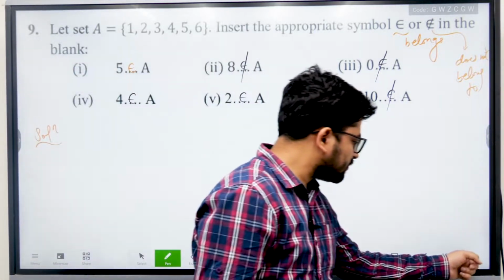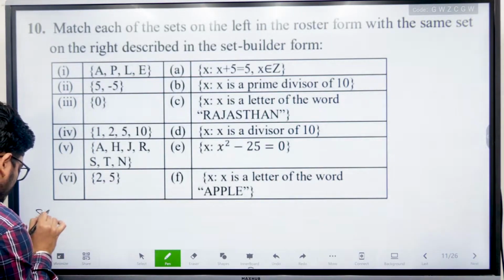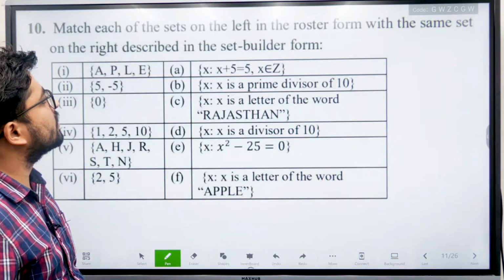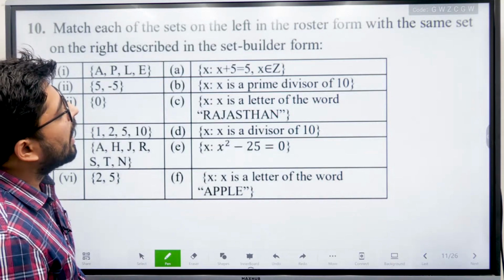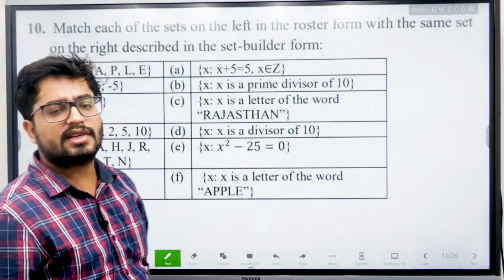Now next one is, match each of the sets on the left in roster form with the same set on the right described in set builder form. This is your roster form, and this is the set builder form.